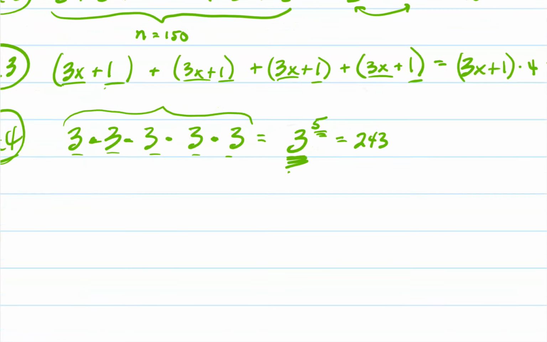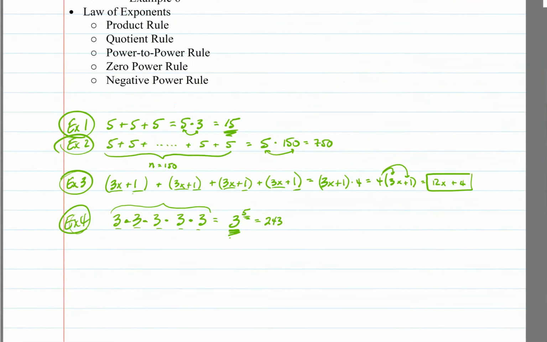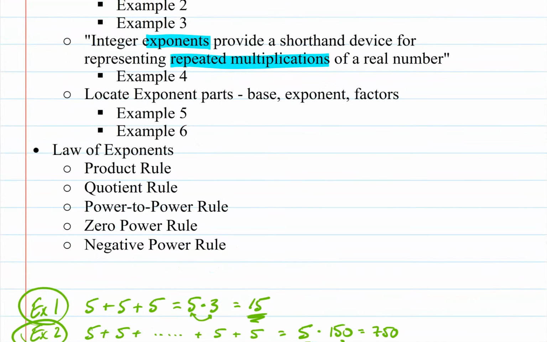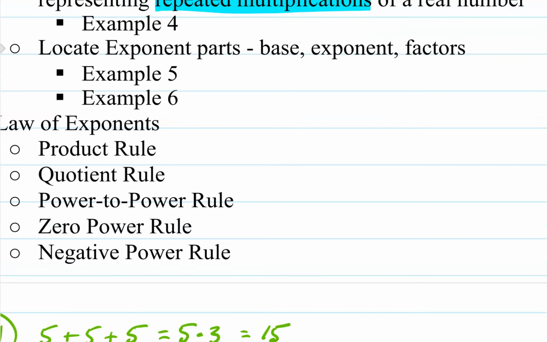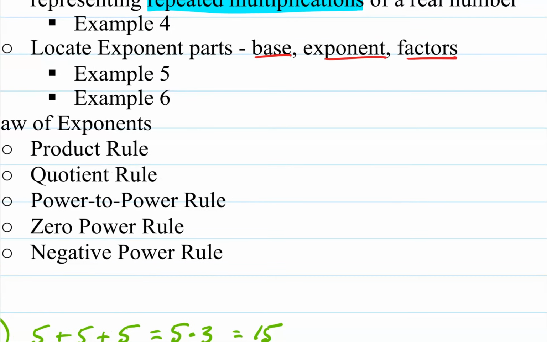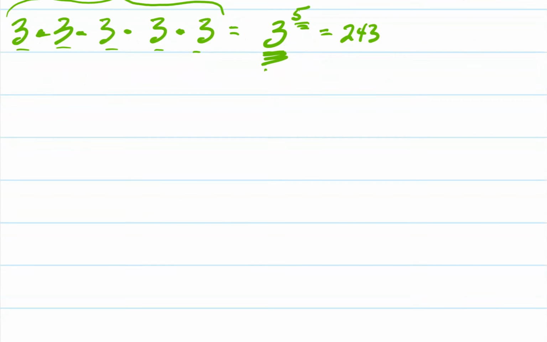In a similar case, we could have done a group or a binomial like we saw in example 3 and repeatedly multiplied that together and also report it as an exponent as well. So as far as the components or the parts of an exponent or exponential expression, there are basically 3 parts: the base, the exponent, and the resulting factors, we sometimes call it. So let's take a look at that.